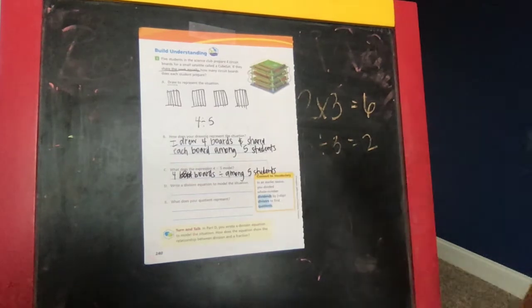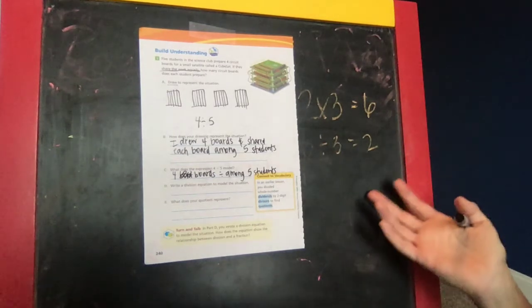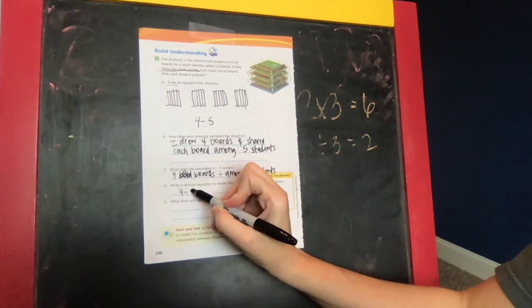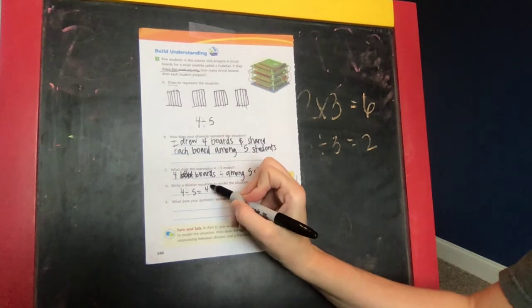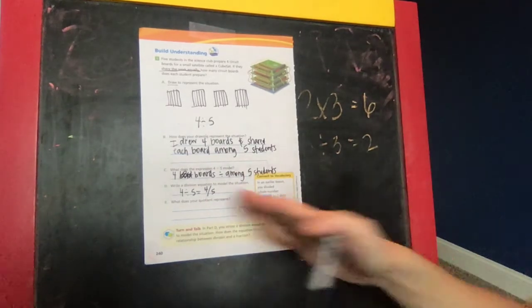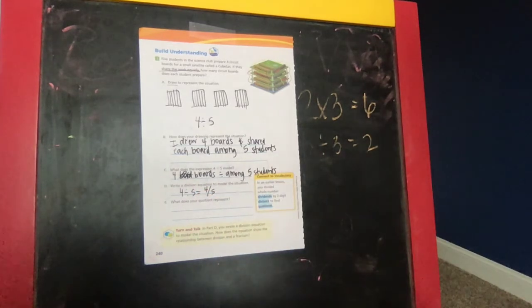Okay. Write a division equation to model it. 4 divided by 5 equals 4/5. 4 divided by 5, a fraction is a division problem. This is why we've been saying this all year.